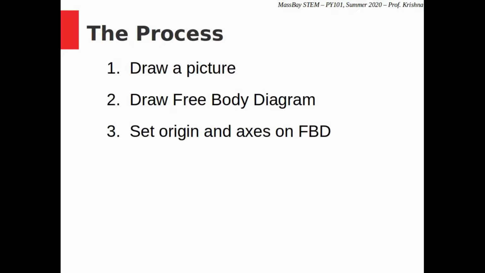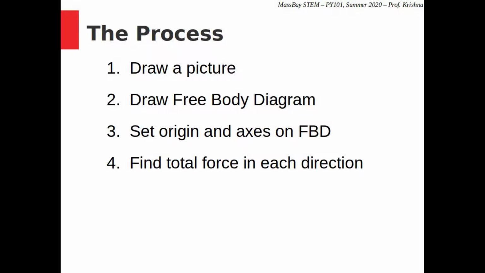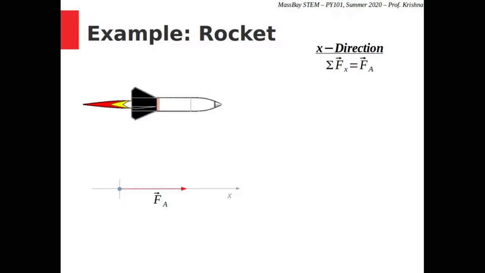The third step is the same as before, setting the origin and axes. We always set the origin and axes on the free body diagram. We always set the origin on the spot. However, we can choose which way we want to be positive. In this case, we will set rightwards as positive. The fourth step is to find the total force in each direction. Here, there's only one force acting on the rocket, the applied force, and it's in the x direction. So we say the total force in the x direction is composed of just one force, the applied force.